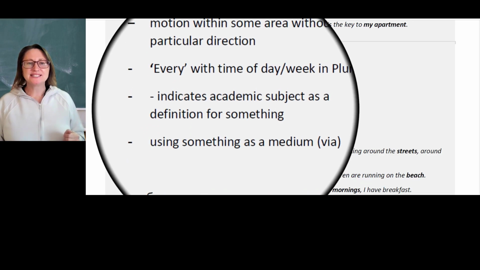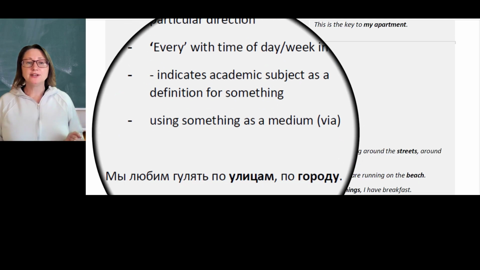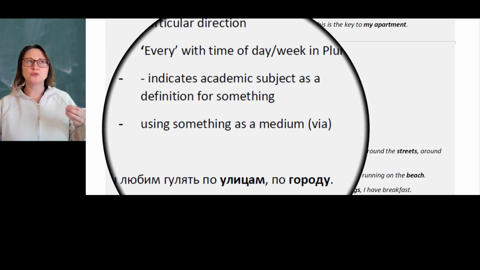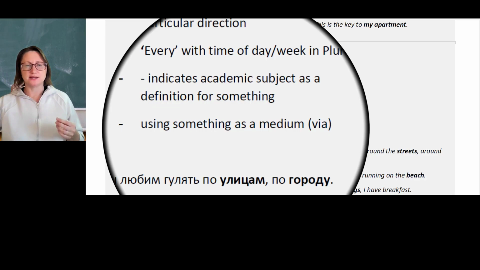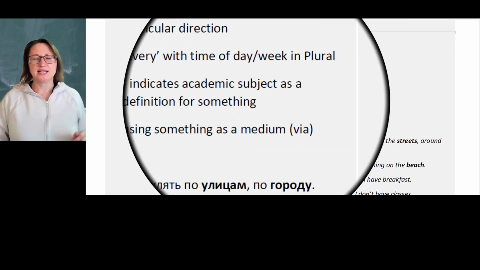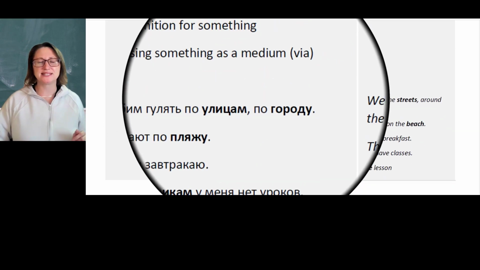So the next context is academic subject as a definition for something. We saw it before with genitive, where we had one noun define another noun. Here it's very similar, but it's mostly used for academic subject. So for academic subjects, genitive construction or по plus dative construction will be synonymous. And finally, using something as a medium of broadcasting or transmitting some information. So kind of like via something. Okay, now let's unpack it step by step.